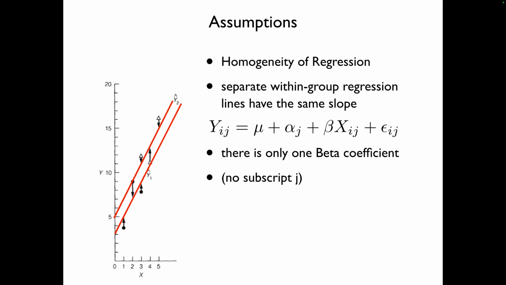The other assumption is called homogeneity of regression, and this is the assumption that we talked about already, which is that there's only one slope. There's only one beta coefficient. So the homogeneity means sameness, and of regression essentially means the sameness of the slope across all groups. So the assumption is the slope of the relationship between the covariate and the dependent variable is the same across all groups. Therefore, only one beta coefficient.